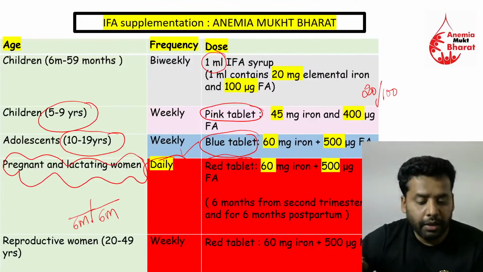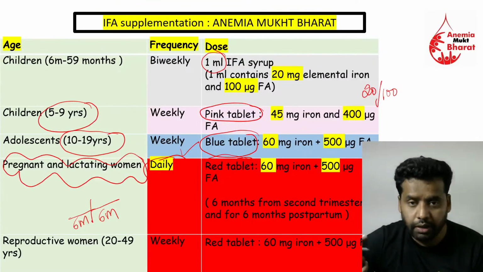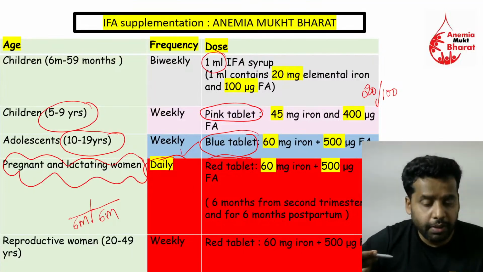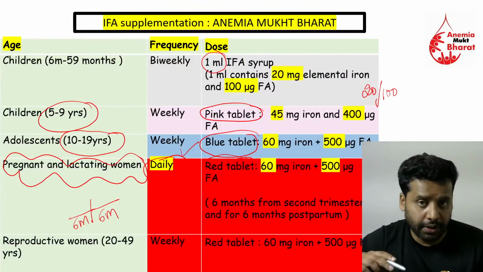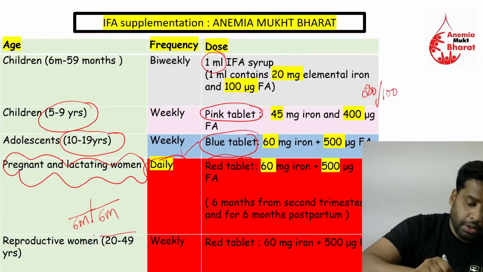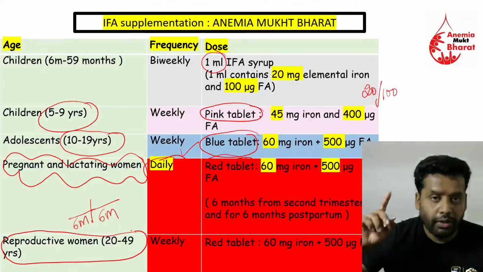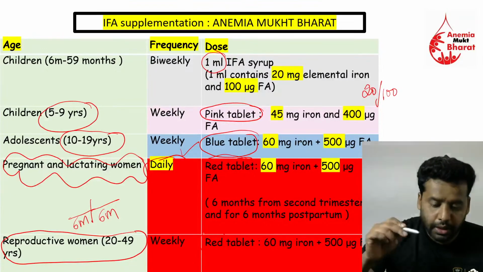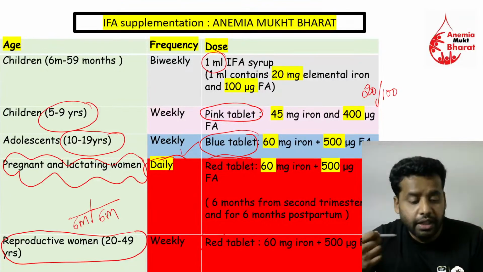If there is mild anemia, they will get 2 tablets orally. But here it is prophylaxis. Anemia Mukt Bharat is for prophylaxis. Reproductive women will get a weekly once red color tablet. So this is for Anemia Mukt Bharat.